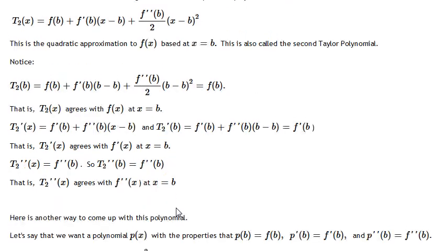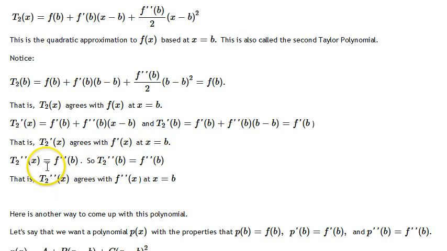And likewise, if I take the second derivative of T2, it is just this constant here, and when I plug in b, I just get f double prime of b, so that T2 and f agree on their second derivatives. Probably not the third derivatives, because the third derivative of T2 is going to be a constant 0, and it's possible, but unlikely, that f is going to have such a third derivative.